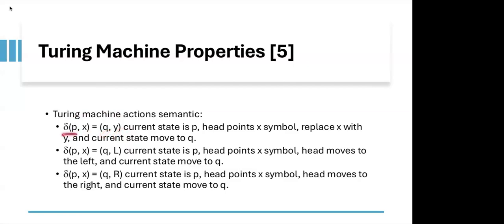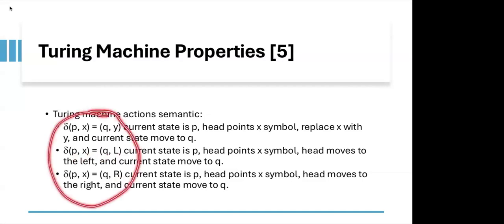So this is a transition to the right. P moves to Q, reads X, and changes it to Y. But for this, it means we are in state P. We move to Q by reading X, and we move the head tape to the left. And this means we move the head tape to the right.